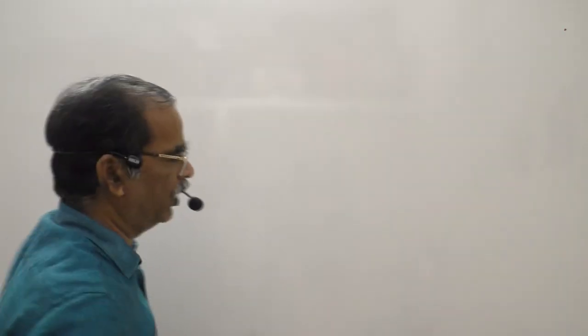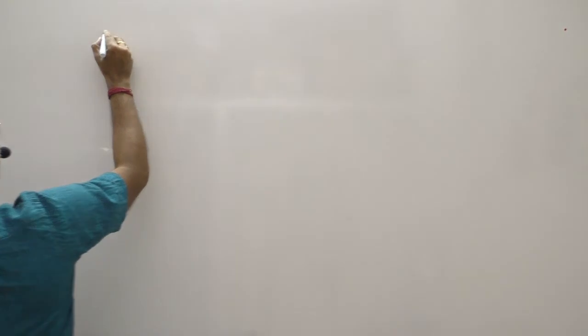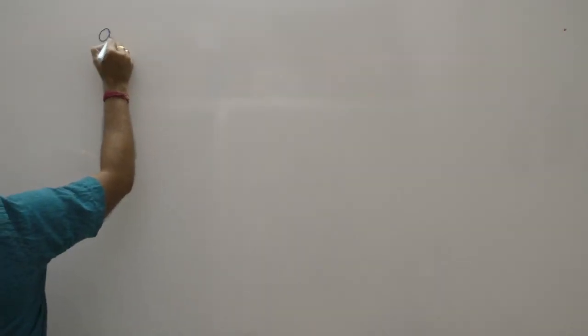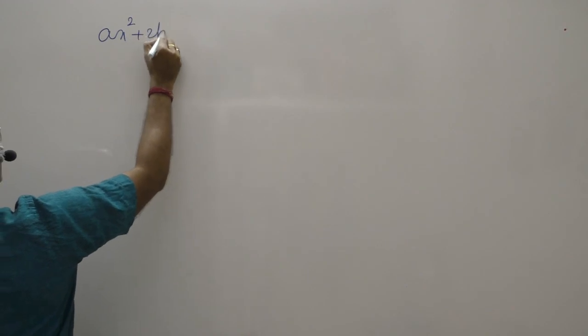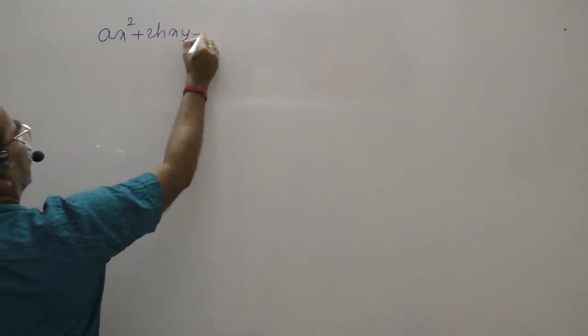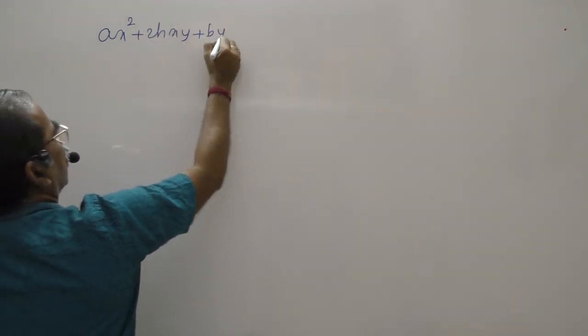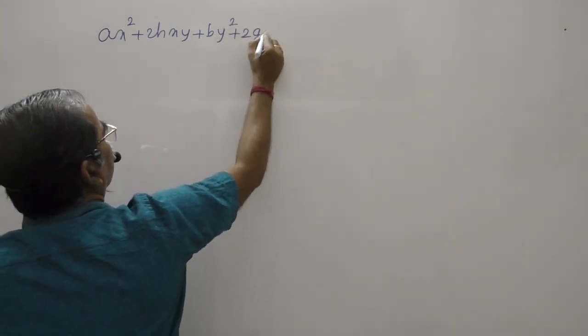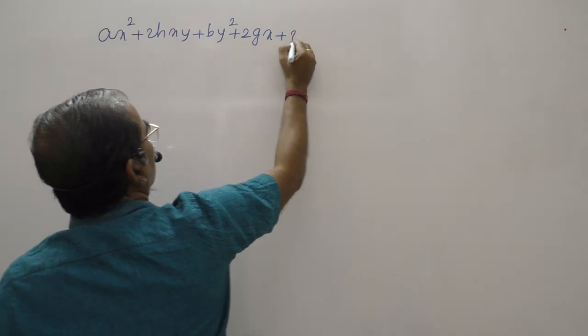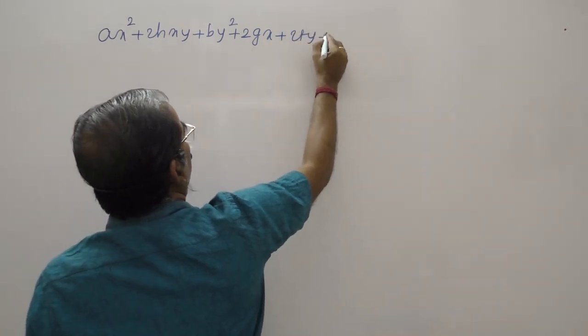Yes. Now we have seen that the equation of a conic is of the form ax square and so on: a second degree general non-homogeneous equation in x and y.